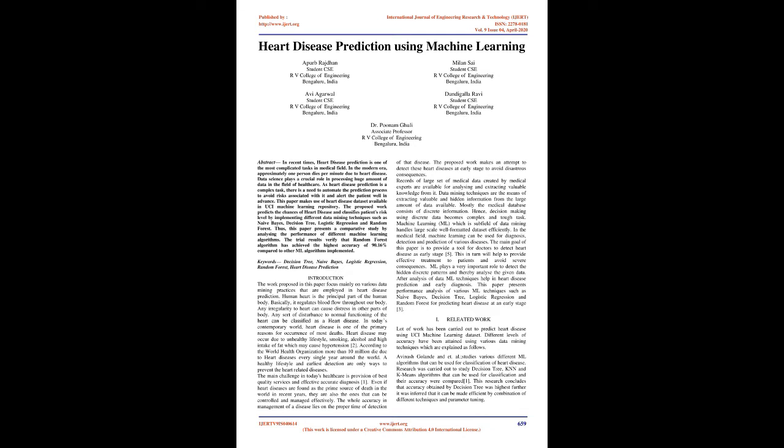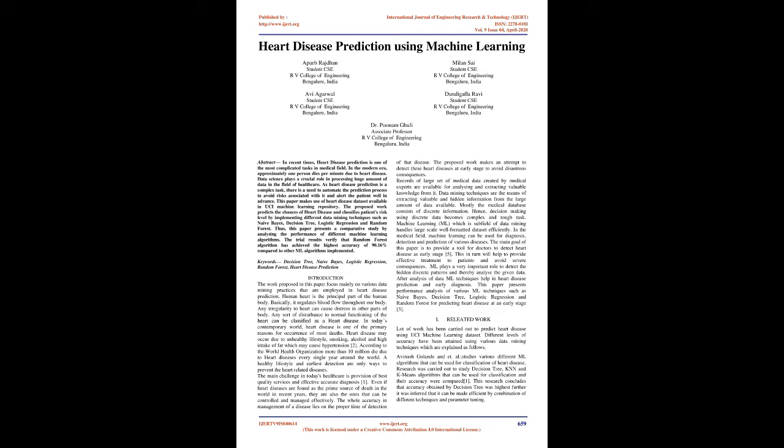Introduction. The work proposed in this paper focuses mainly on various data mining practices that are employed in heart disease prediction. The human heart is the principal part of the human body. Basically, it regulates blood flow throughout our body. Any irregularity in the heart can cause distress in other parts of the body. Any sort of disturbance to the normal functioning of the heart can be classified as a heart disease.